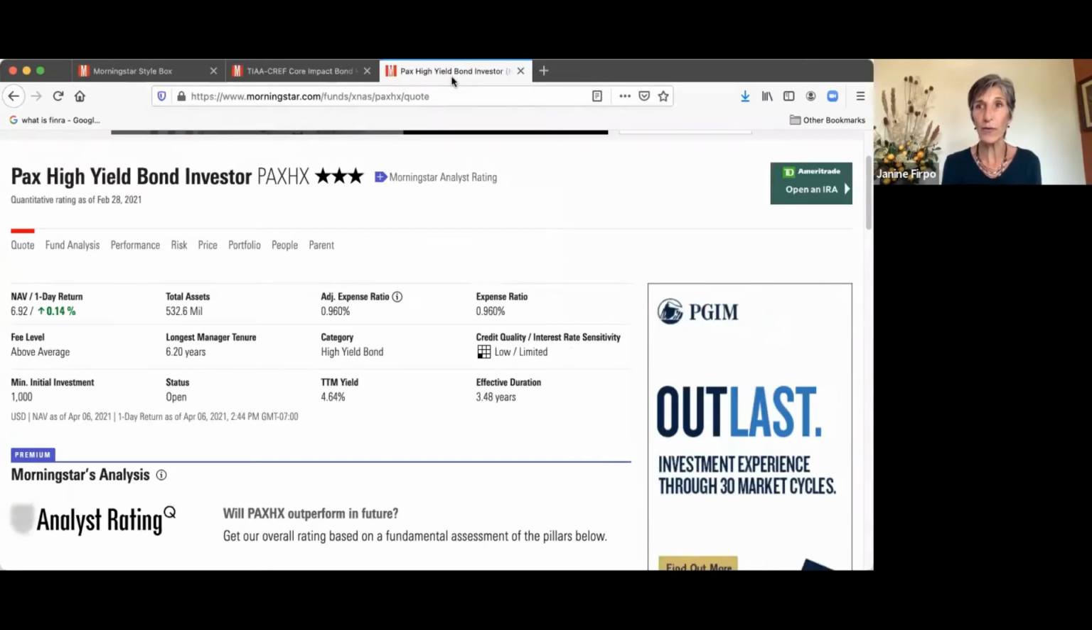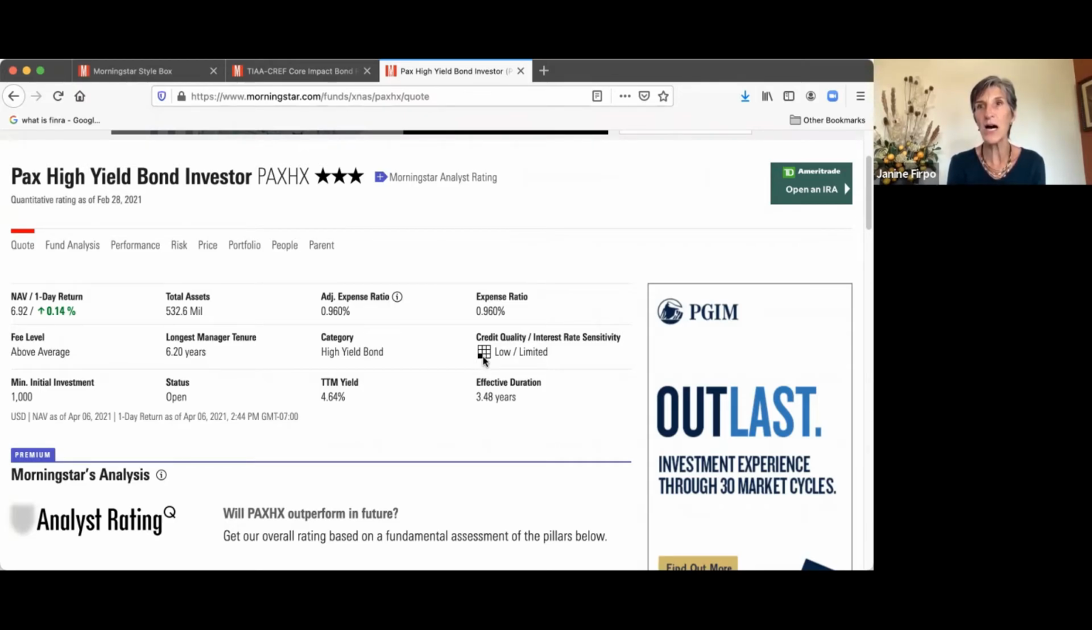If we look at another example, this is the PAX High Yield Bond Investor. The ticker here is PAXHX, and this is a 3-star rated bond in terms of Morningstar. You can see here that the minimum investment on this particular bond fund is $1,000. It's got a higher expense ratio of 0.96, and we are looking at a high yield bond. So what does that mean? Well, if we look over here, you will see that in terms of credit quality, remember that is the vertical axis, this is very low credit quality.